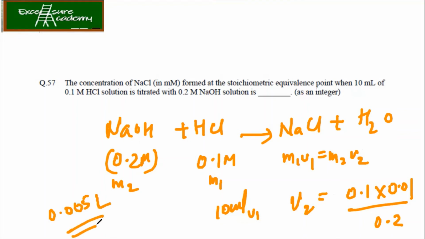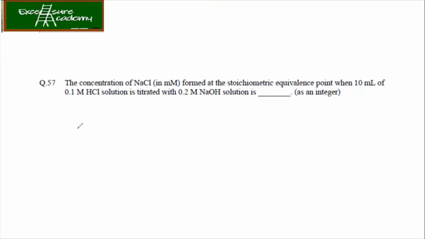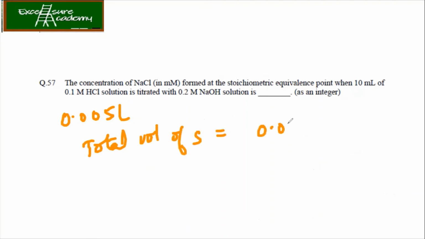Now we need to find the concentration of NaCl. So now we got 0.005 liter, right? Now the total volume of the solution is 0.005 plus, from the previous, 0.01, that is this one. So in total it becomes 0.015 liter.